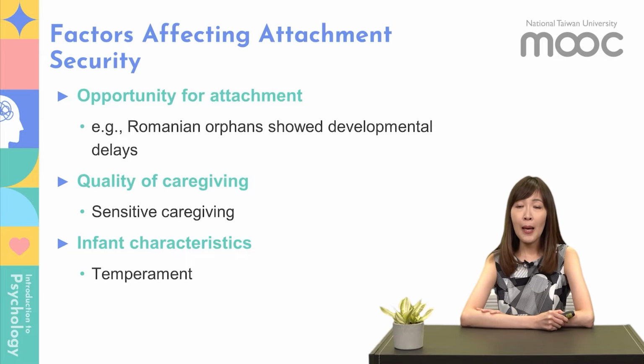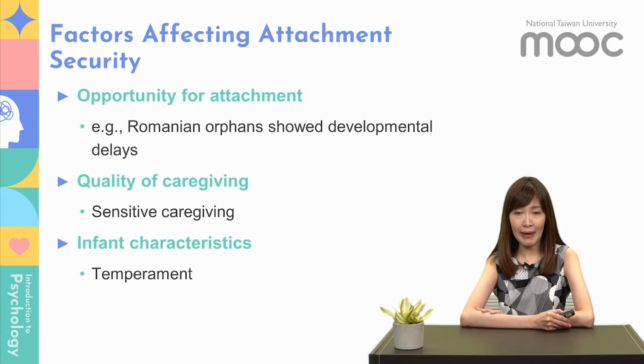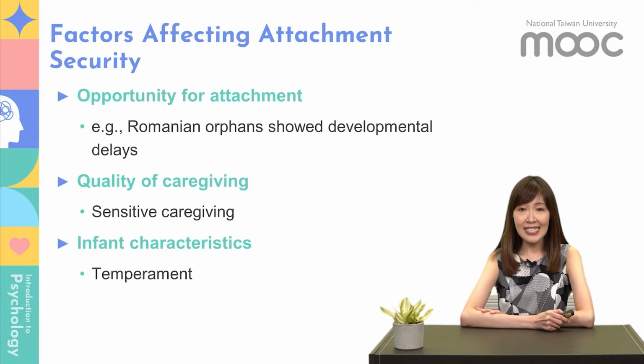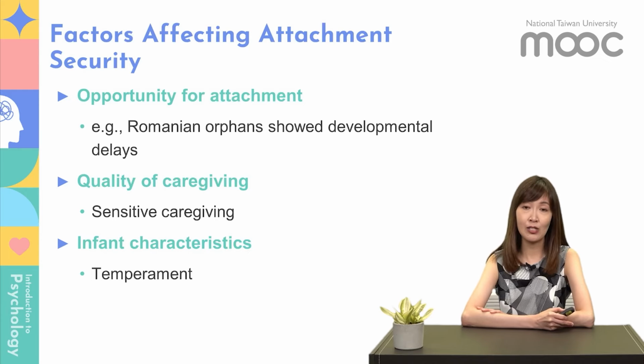Then next, babies' characteristics, such as their temperaments, can also influence their secure attachment. Studies found that easy babies are more likely to form secure attachment. We know there are also some difficult babies or slow to warm up babies. These babies might need to take more time to adjust to the new experiences and new environment as they are in the strange situation. So they might be less likely to form secure attachment with their caregivers.